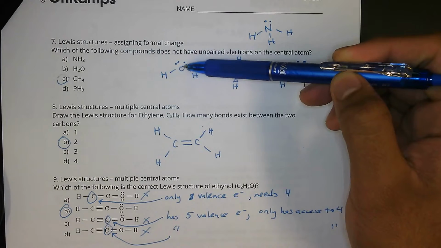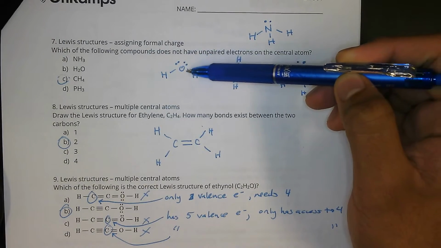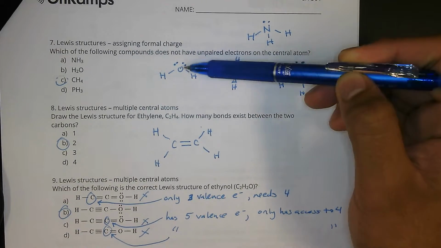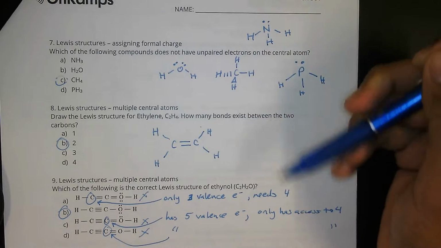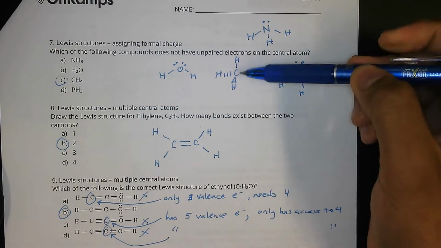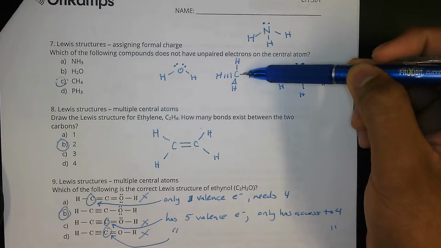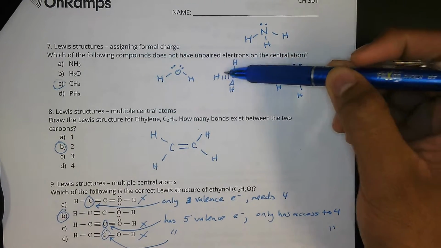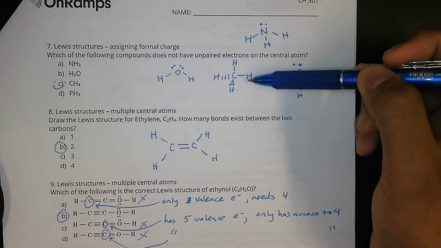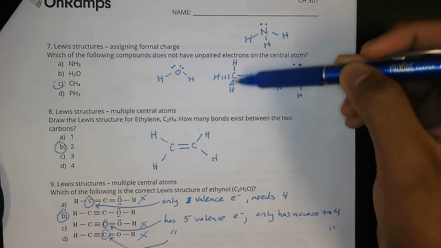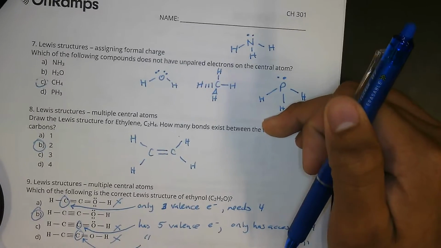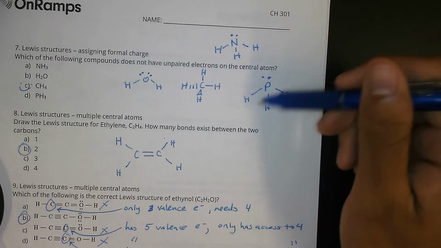And so oxygen is the only one that has 6 valence electrons, and so it needs 2 more lone pairs in order to have a total of 6 valence electrons. So if you draw them out, carbon wants 4 bonds. It has them right here. Each hydrogen wants 1 bond. They each have their bond. So this one does not have lone pairs, and that's going to be our answer.